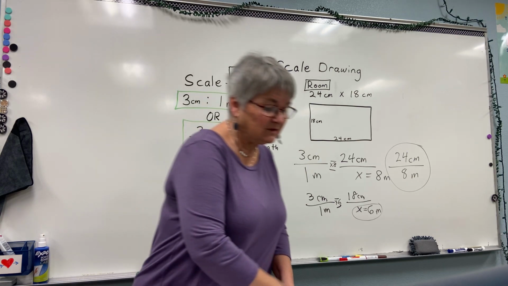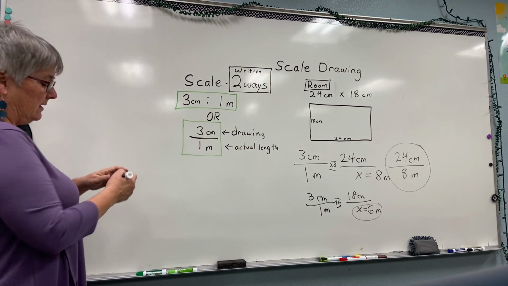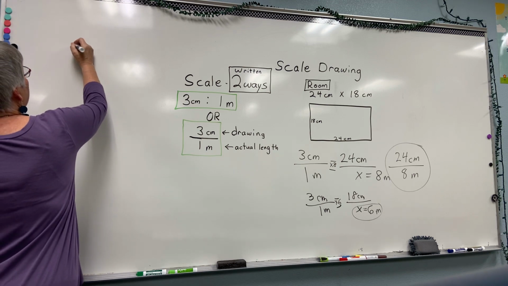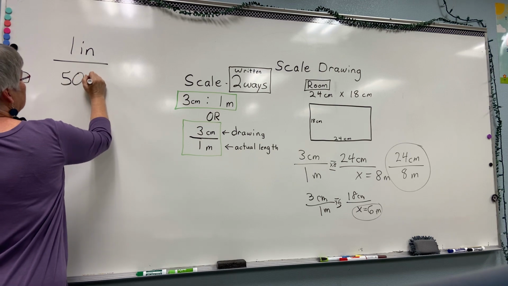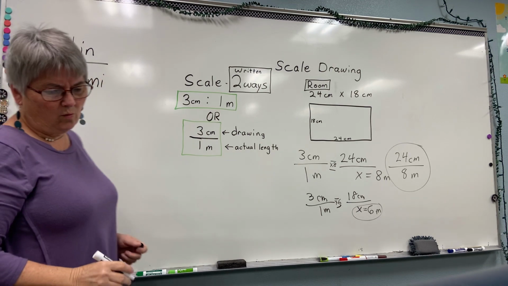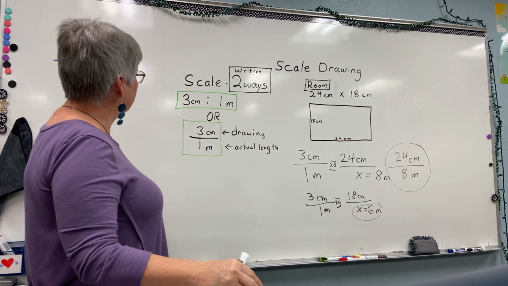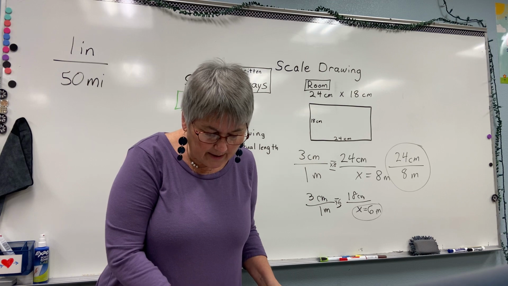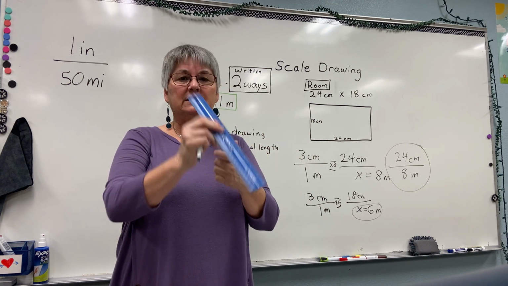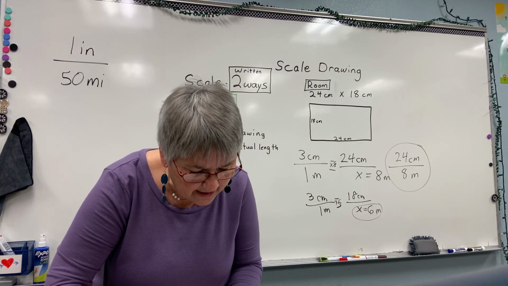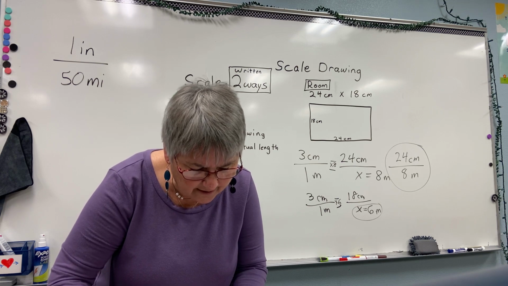All right, so that's what I'm going to start with, my scale. So I'm going to work it right up here, okay? 1 inch over 50 miles, okay? 1 inch to 50 miles. Now, I need to know how far it is on the scale from, skill check, problem 1, from Harrisburg to Altoona. So I'm going to take my ruler, and I'm going to measure from Harrisburg to Altoona.